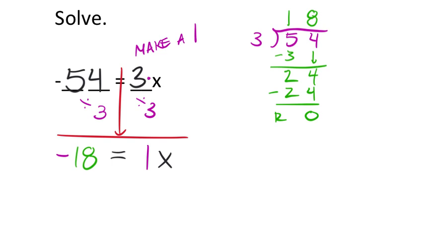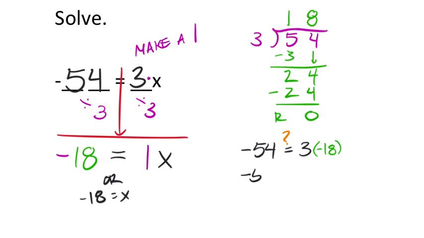So x should be negative 18, and if you wanted to say, you know what, I just want to write it as negative 18 equals x, that's fine. Both of those are going to get you full credit. Okay, now that should work. It should work, which means I'm going to check. So I'm going to take negative 54 and show that it equals 3x. I want to show that this is going to be true if I replace the x with negative 18.